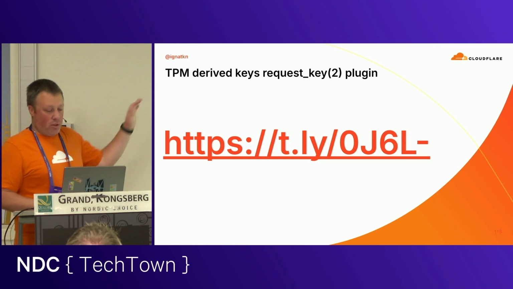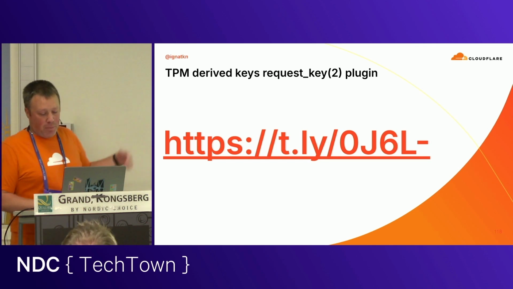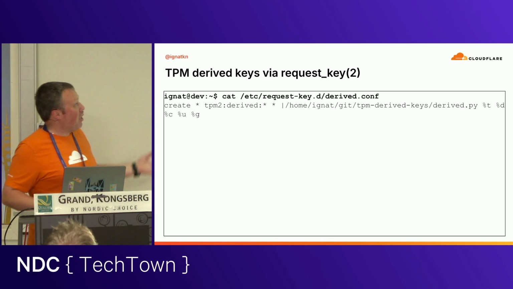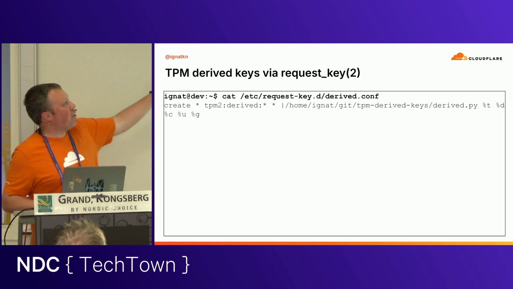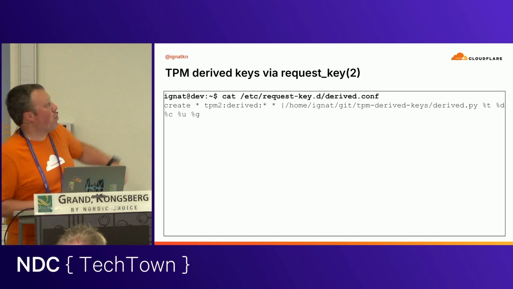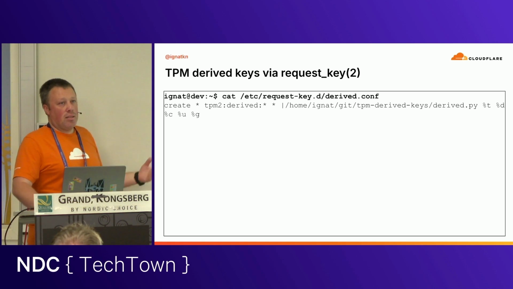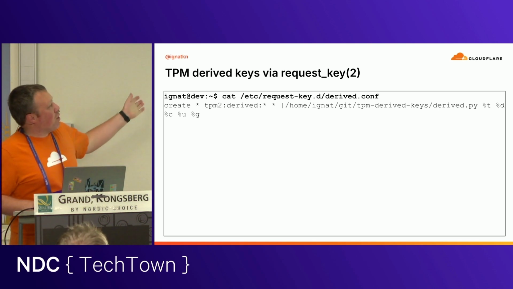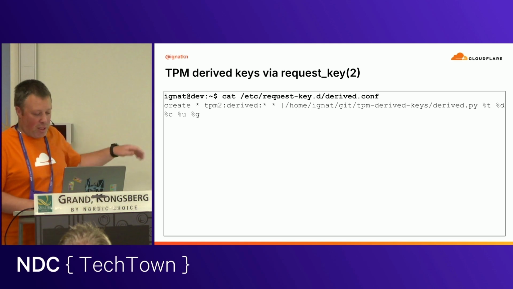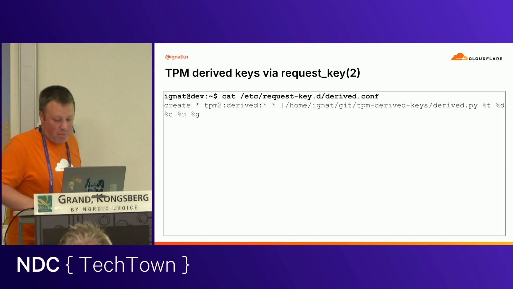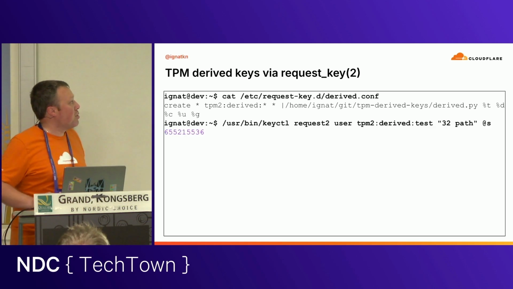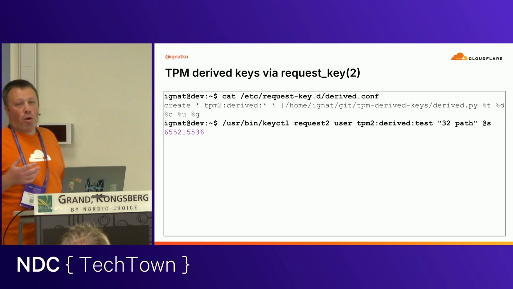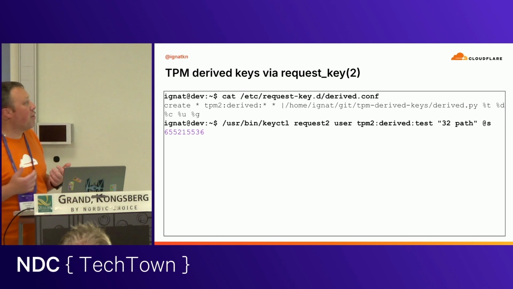If you want to try it out, you can go to this link from my GitHub, download it, and you need to configure it. You basically need to configure it as a plugin to the request key user mode helper. This is how you do it. Don't really bother with all these things; you can read it in the documentation later, but it's important how it works, right? Once you configure it, any process can request application-specific keys from the TPM.